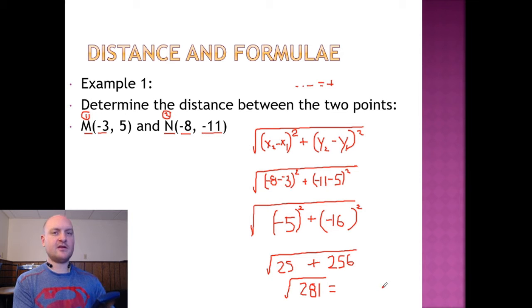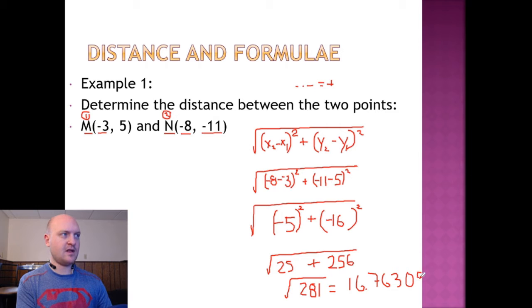All right, so my calculator is helping me out here. It says that the square root of 281 is 16.763. It keeps going. I'm actually going to write out to 05, and then I'm going to put a ... to indicate that that number goes on forever. And we're done. That's the end of this example. Let's move on to the next one.